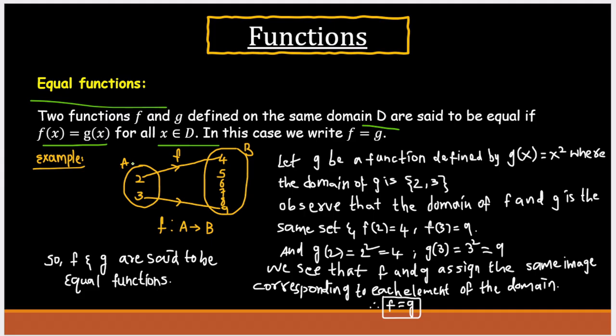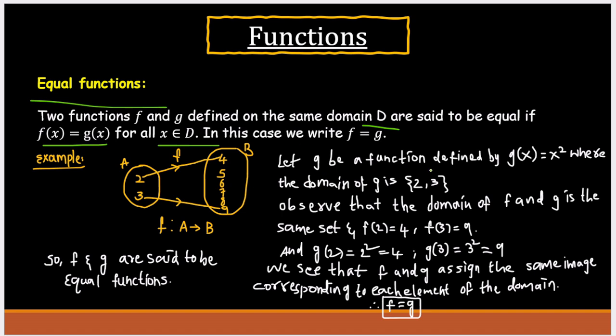Here set A has 2 and 3 as elements and set B has 4, 5, 6, 7, 8, 9 as the elements. Here the function f is mapped between A and B as 2 to 4 and 3 to 9. So this is the function.